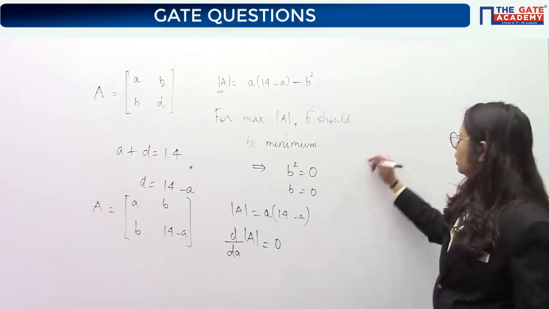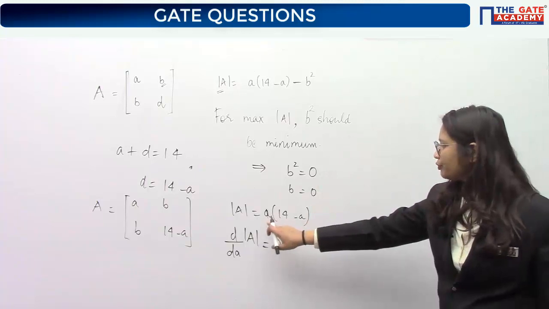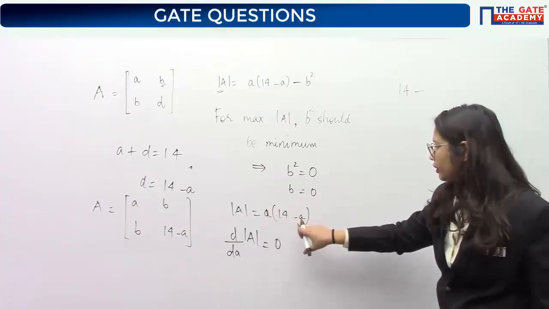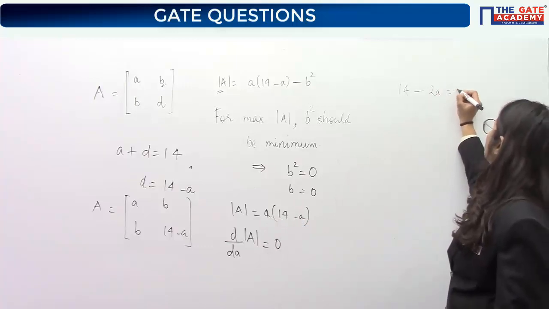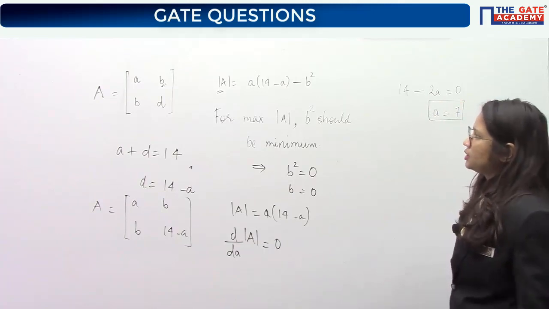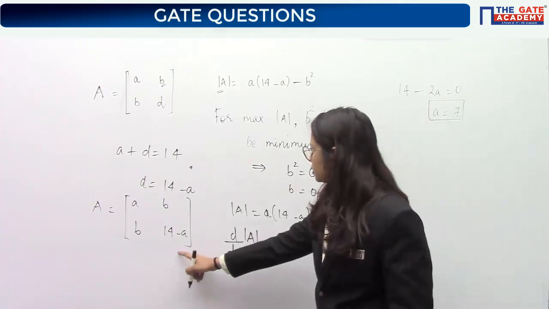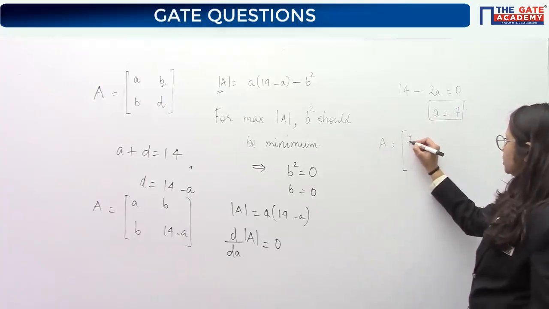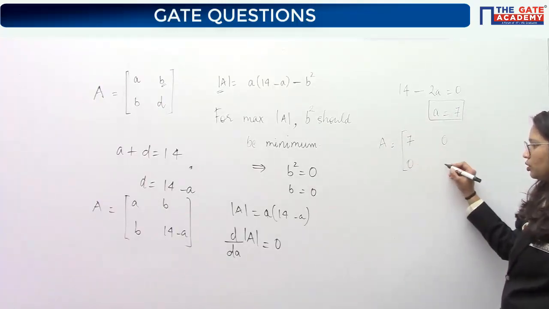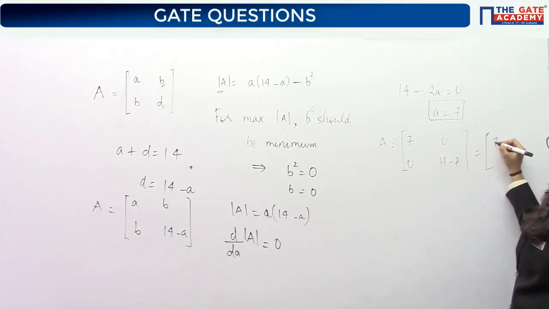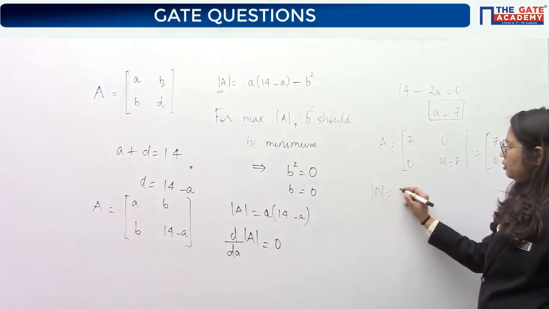So now if I differentiate, it will come out to be differentiation of 14a. It will be 14, and differentiation of a square will be 2a. 0, a is 7. A is 7. So finally your matrix which I have written here turns out to be 7, B is 0, this is 0 and 14 minus A which is 7. So this is 7007.